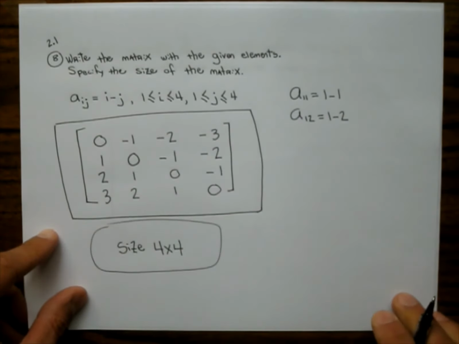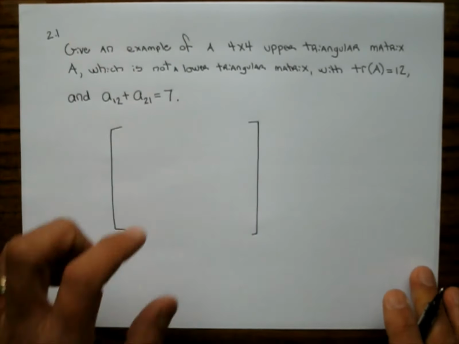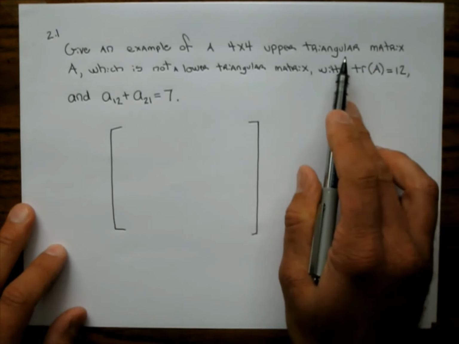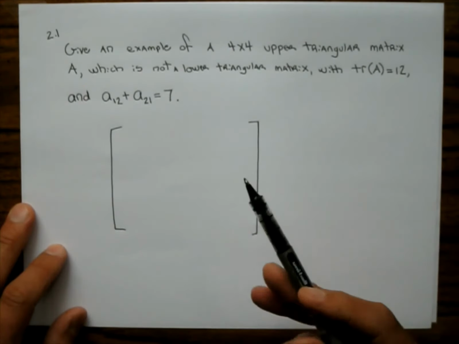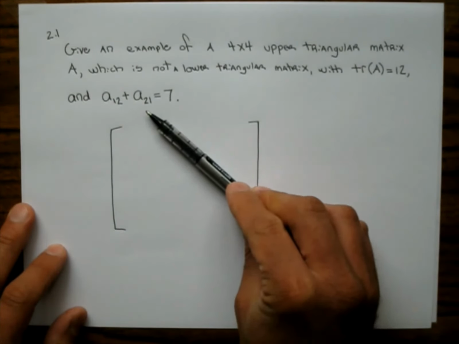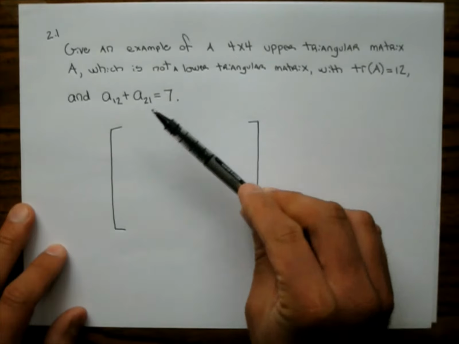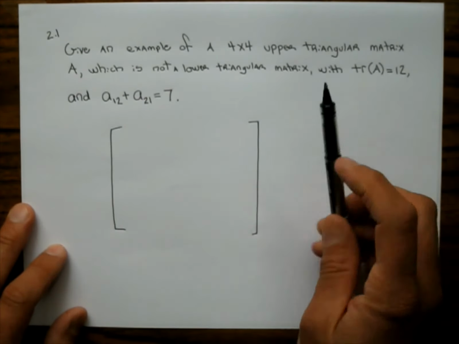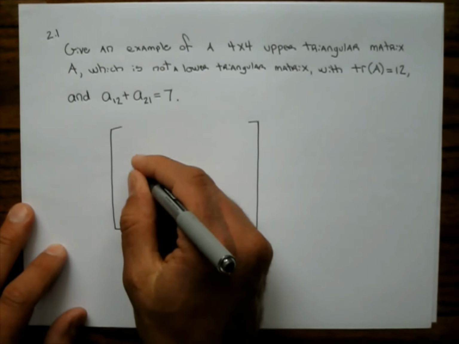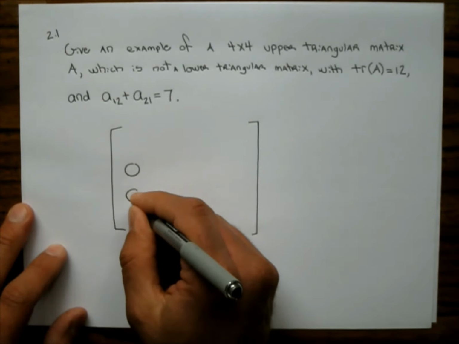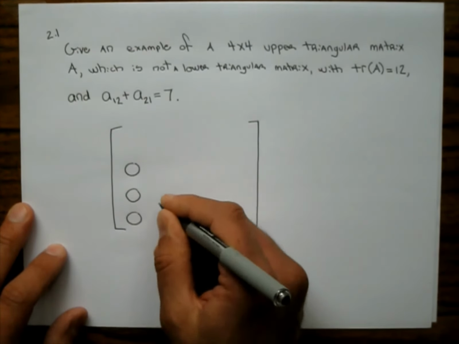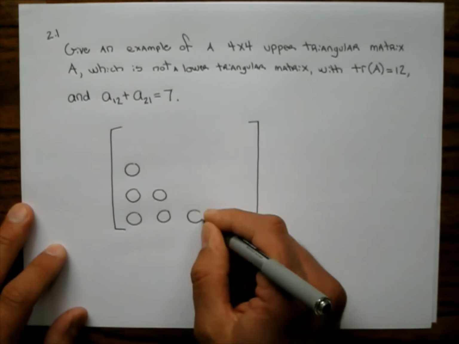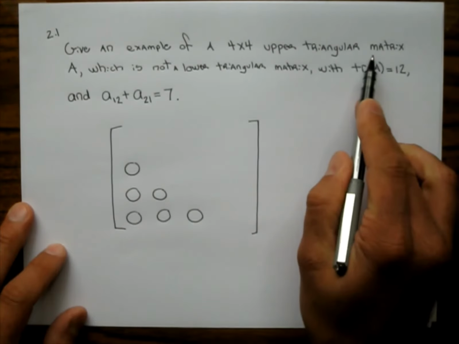So there it is. Okay, so we have a 4x4 matrix here. It's upper triangular. Upper triangular means all the information is in the upper triangle, which means the lower triangle is going to have all zeros. So it's an upper triangular matrix, which means this. Okay, so that's what upper triangular means.